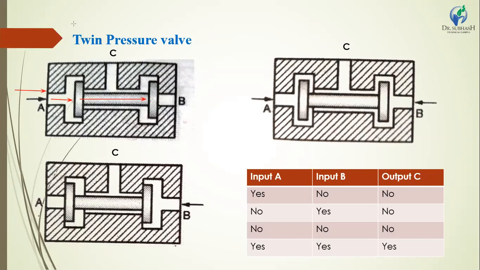At this time it is closed. This point is closed, and oil cannot pass from A to C or B to C. Means all positions are closed. Here we mention that input A is yes, we pass oil from A, but input B is closed, meaning output C is not receiving oil from point A or point B.